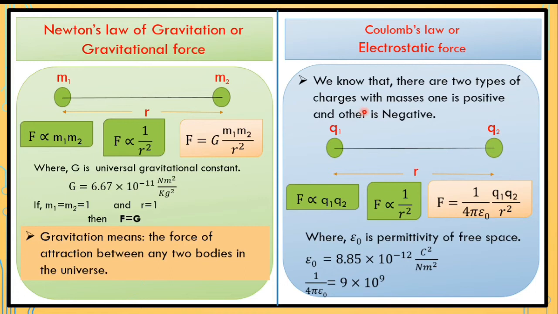So in Coulomb's law, which is called the electrostatic force, we know that there are two types of charges. We are familiar with that. One is the positive charge and another is the negative charge. So here, a body has mass, and it may have charge or be neutral. For example, the neutron is neutral, but the neutron has mass.